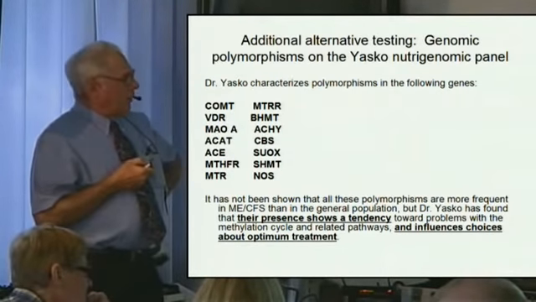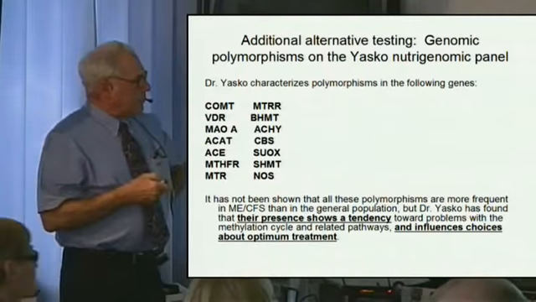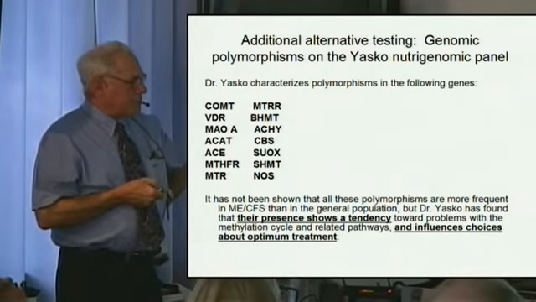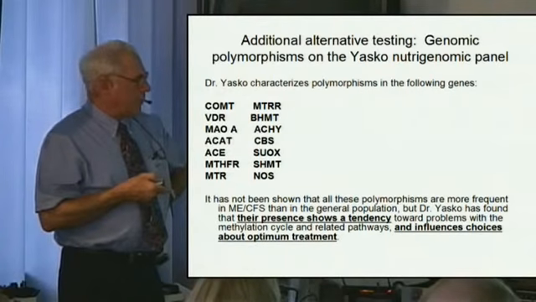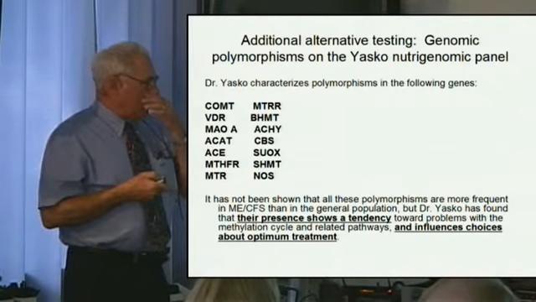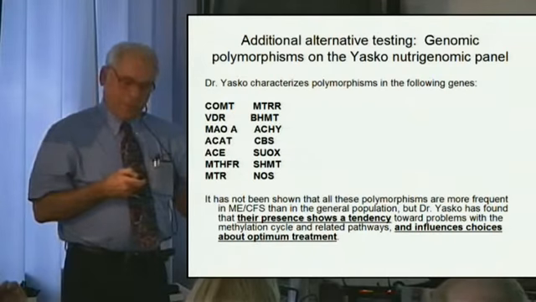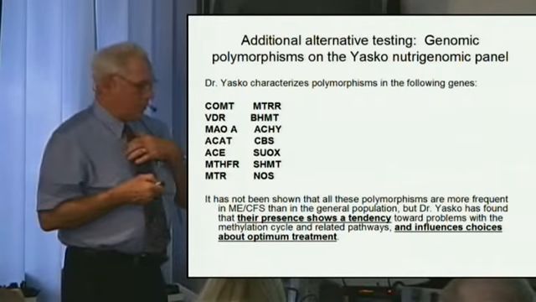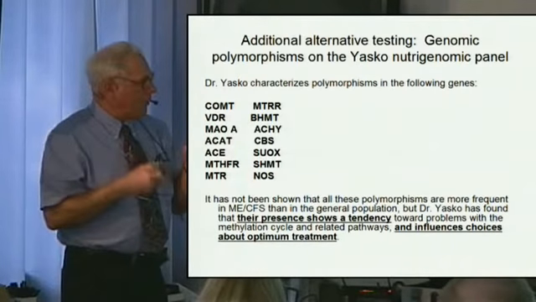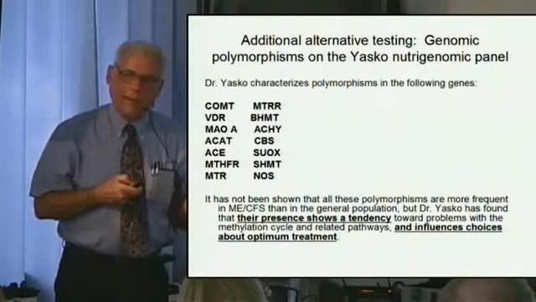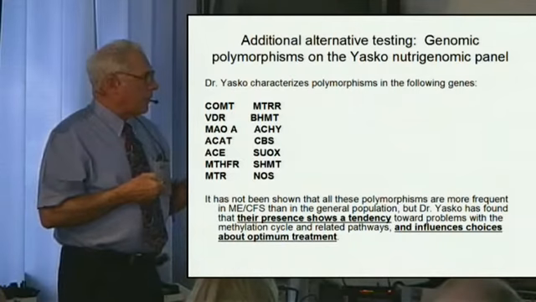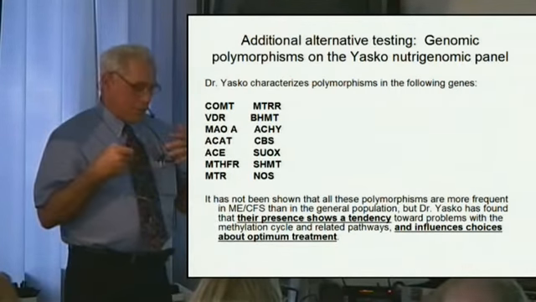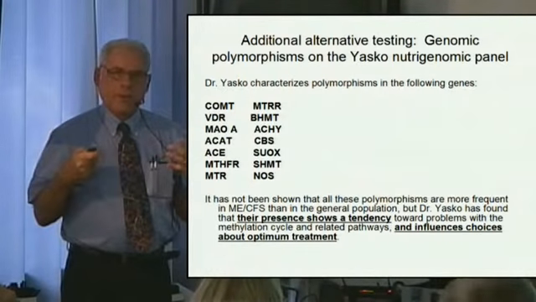Okay. Well, the presence of these SNPs or polymorphisms shows tendencies toward problems. They don't tell you exactly what's going on, and that's why I like the biochemical panel I talked about before, the methylation pathways panel, because it tells you exactly what you have. This tells you what you tend to have. And if you have a lot of these polymorphisms, it explains why you're tending toward a methylation cycle problem.